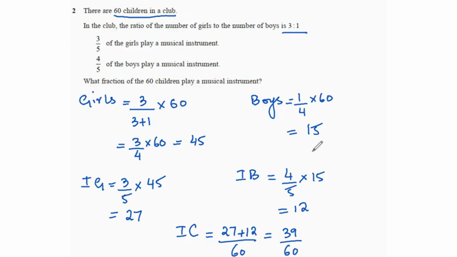What we did was we first find the number of girls and number of boys using the ratio and the total number of children. Then using the number of girls and the number of boys, we found how many played the musical instrument separately. 27 girls played a musical instrument and 12 boys played a musical instrument. Once we had that, we add the 2, which is the numerator of the fraction, and 39 out of 60 are the children who play a musical instrument as asked in the question.